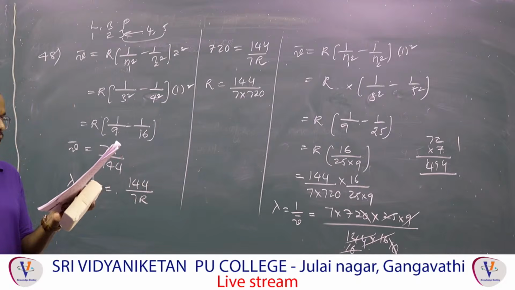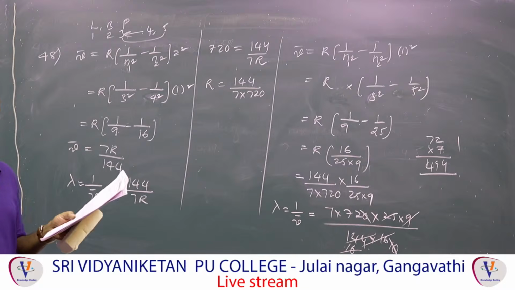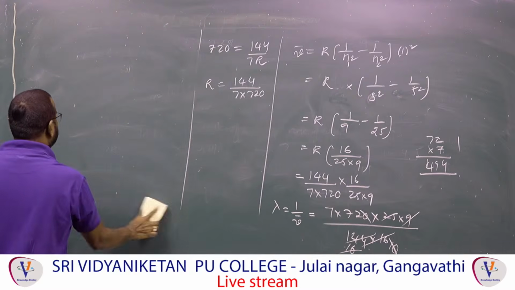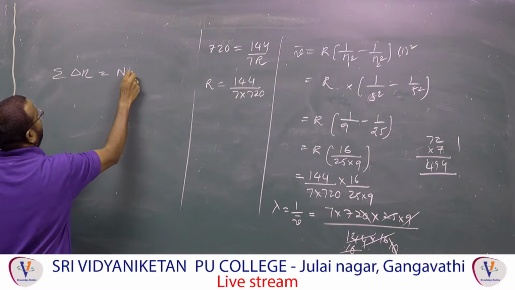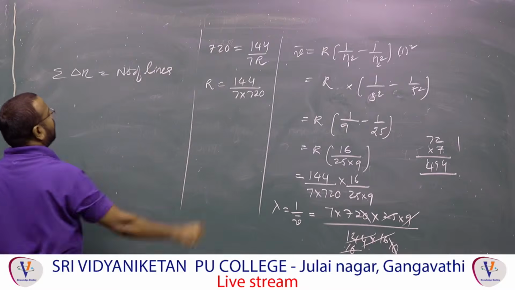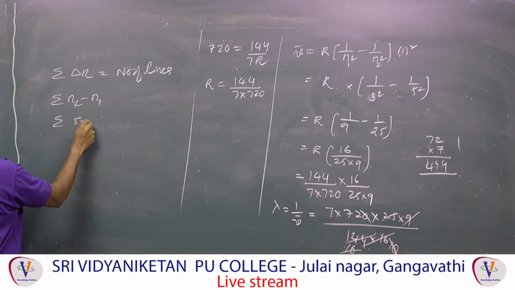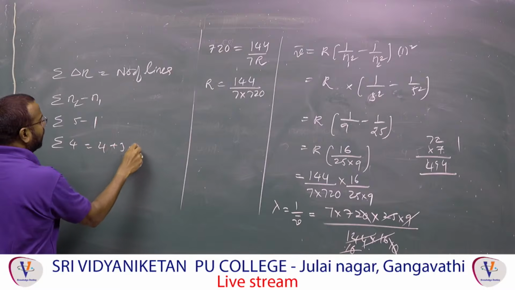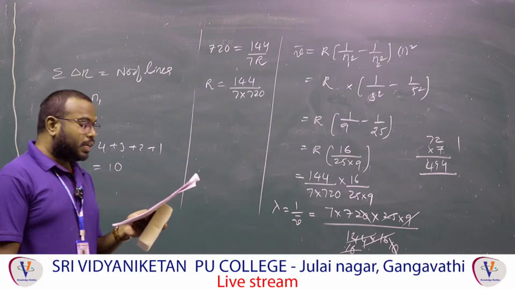When the excited electron of a hydrogen atom from n equals 5 drops to the ground state, the maximum number of emission lines observed is. In order to calculate the maximum number of observed lines, we have to take the sigma delta n formula. Delta n means n2 minus n1, sigma 5 minus ground state 1, that is 4, which means 4 plus 3 plus 2 plus 1, which means 10 is the correct answer. Option 1 is the correct answer.